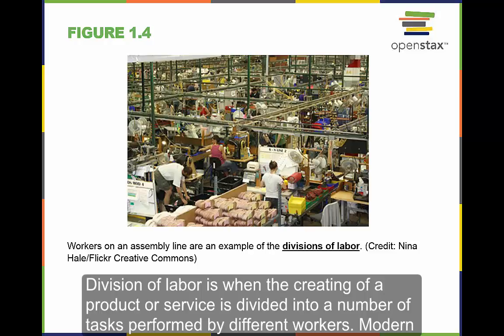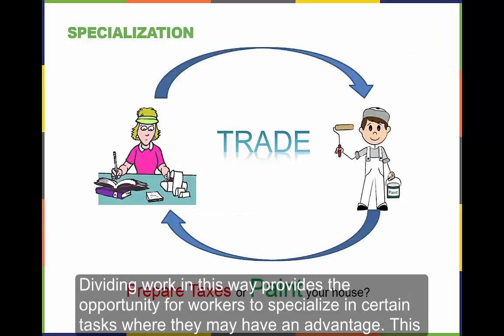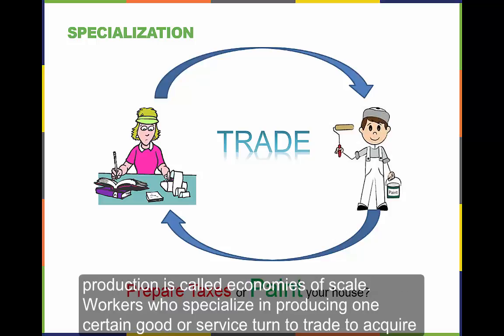performed by different workers. Modern businesses do this, and by so doing create many job classifications. Dividing work in this way provides the opportunity for workers to specialize in certain tasks where they can have an advantage. This advantage leads to more production at higher quality levels and lower costs. The reduction of total average cost through increased production is called economies of scale.